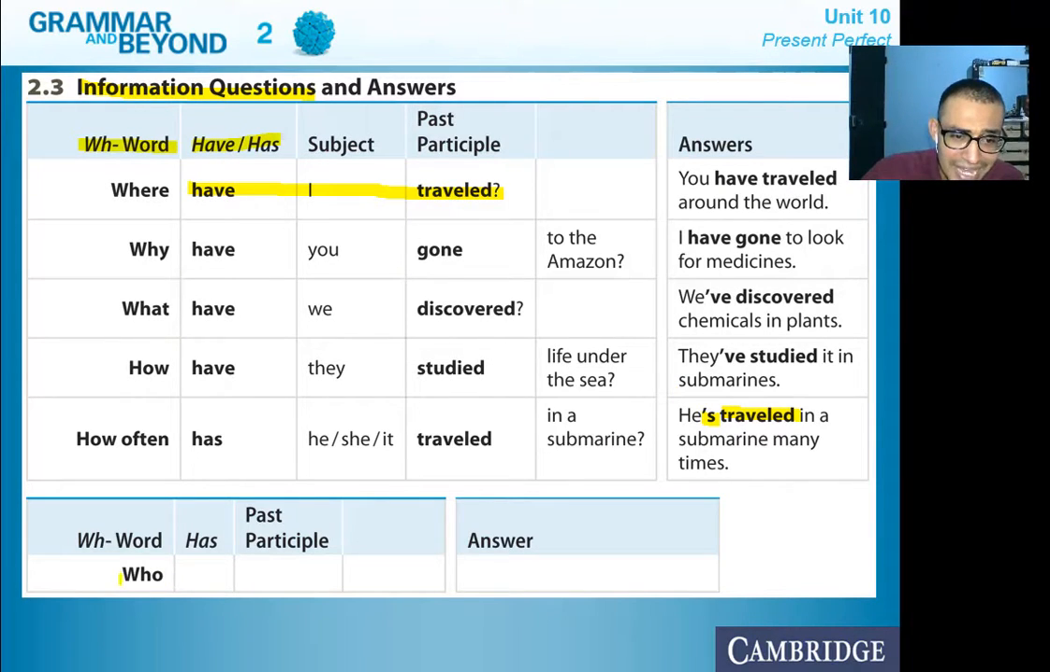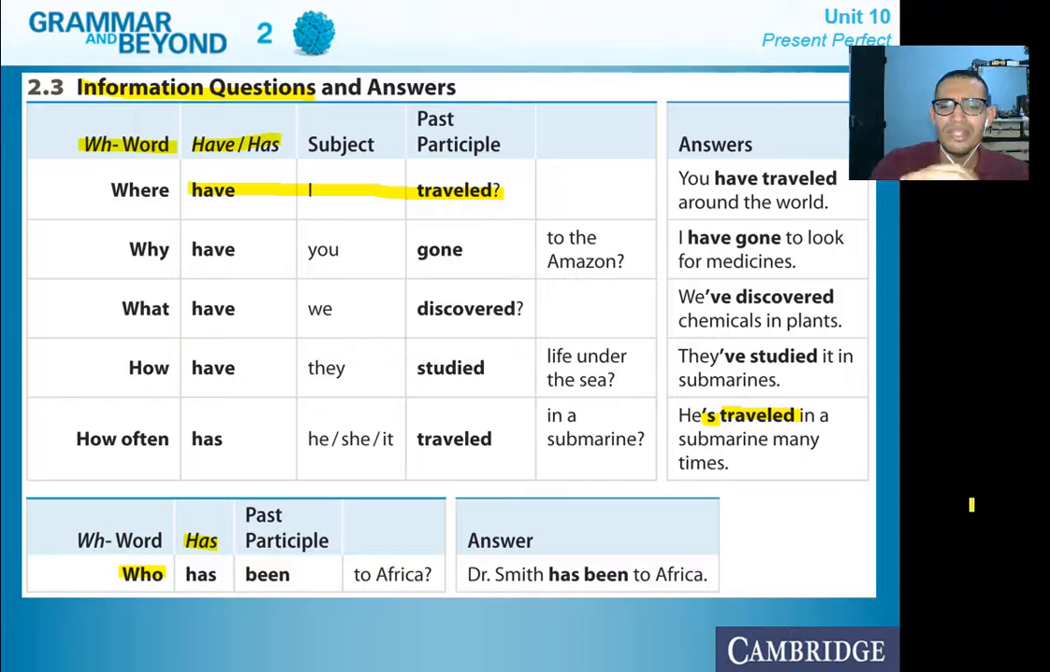Then we have the case of who. This is important because who will be always connected to the auxiliary has, never with have, but with has always. Who has been to Africa? Okay, who has been to Africa? Dr. Smith has been to Africa. Okay, so you have this. You have the structure of how to create questions.